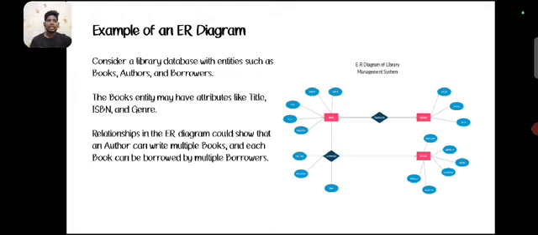Example of an ER diagram. Consider a library database with entities such as books, authors, and borrowers. The books entity may have attributes like title, ISBN, and genre. Relationships in the ER diagram could show that an author can write multiple books and each book can be borrowed by multiple borrowers. ER diagram of library management system, as you can see here.